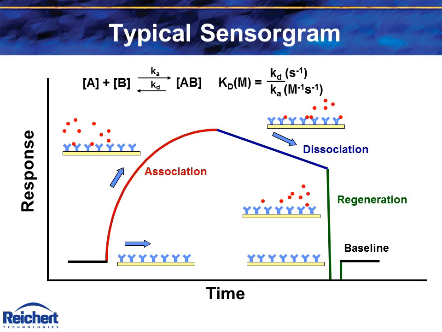This regeneration step is accomplished by injecting a solution with either a high or low pH, high salt, or perhaps detergent. The trick here is breaking apart the interaction without denaturing the biomolecule immobilized on the surface. Once regeneration is achieved, baseline is reestablished and the surface can be reused for several successive analyte injections.